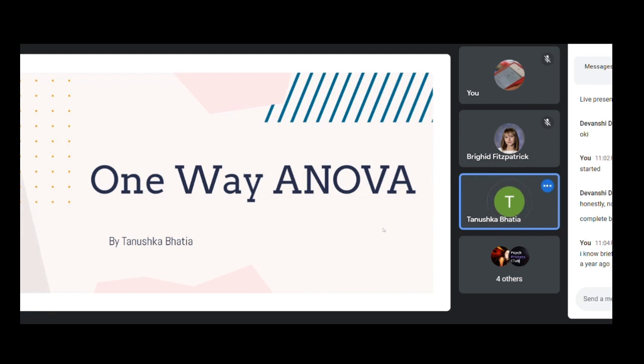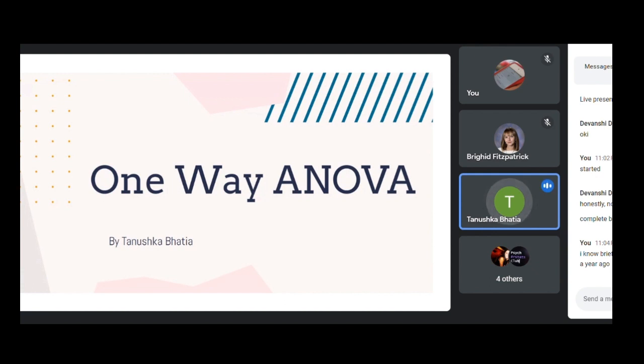Also really quickly, I am Tanushka. This is my first time presenting. I'm very nervous, and although I do have some familiarity with ANOVA and I've done it before, what I'm going to be presenting today is primarily the statistical concept behind an ANOVA.